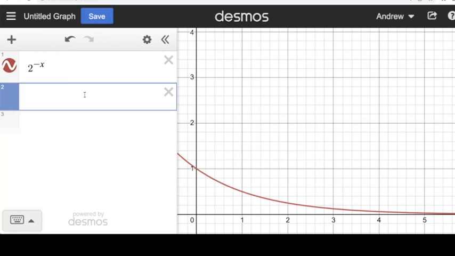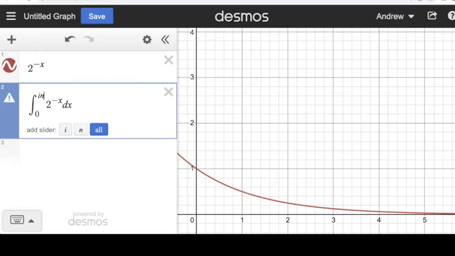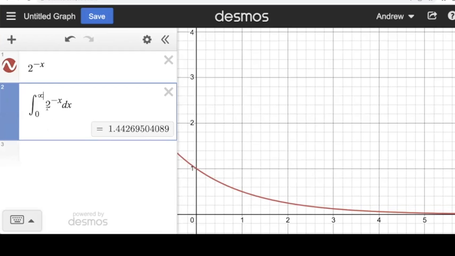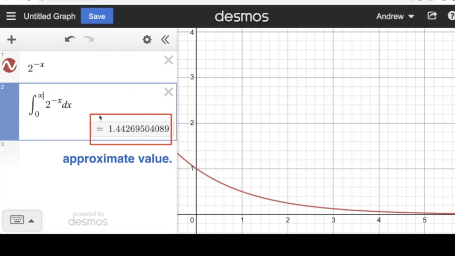And let's go ahead and add Desmos. I'm curious if it can work with infinity. Okay, so it can. By typing "infty", it tells me that this definite integral of 2 to the negative x approximates to this value, 1.442695.